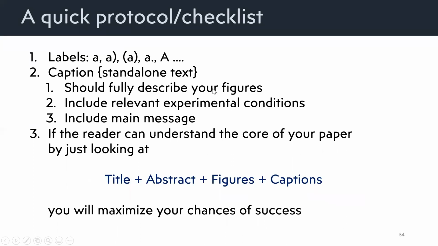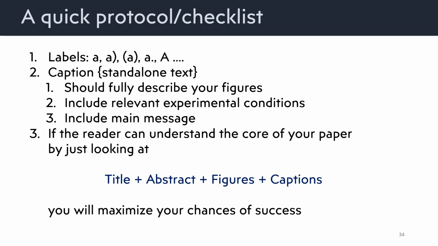I see the captions as very important too. We haven't seen examples here of figures that cannot be understood without captions. So to me, the caption should be a standalone text. It should fully describe your figures and include relevant experimental conditions. And it would be nice always if your caption could include the main message. For example, the title of your caption is, variation of temperature reveals crystallization of perovskite, something like this. And then you go into details in the captions, into the specific caption for each panel.